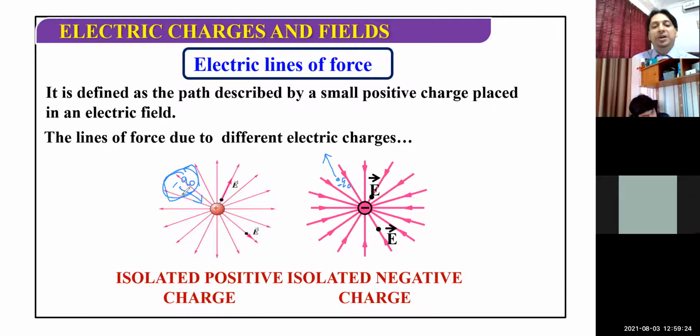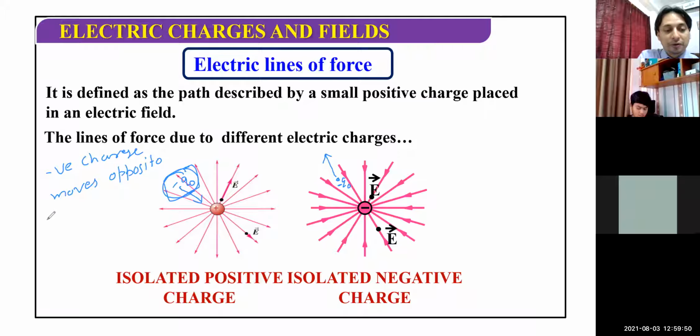If minus Q naught charge is placed in an electric field, then this negative charged particle always moves opposite to the direction of electric field lines. Let me write here. Negative charge moves opposite to the direction of electric field. Opposite to the direction of electric field.